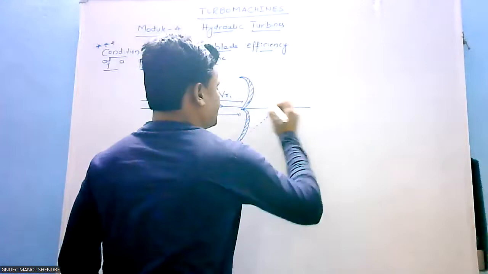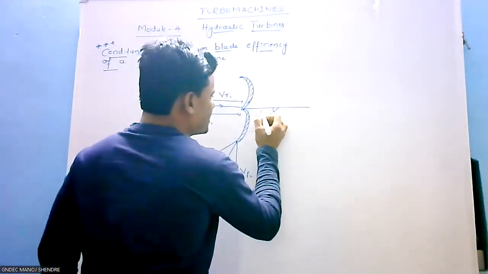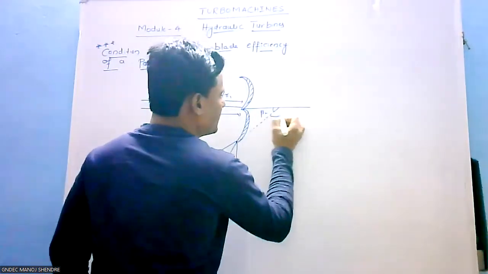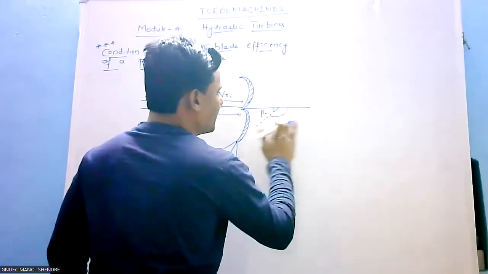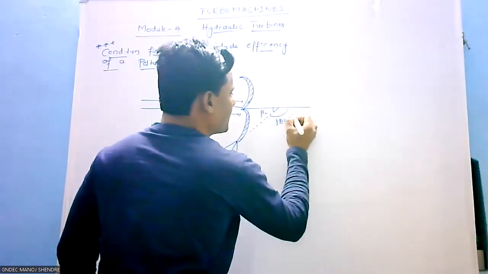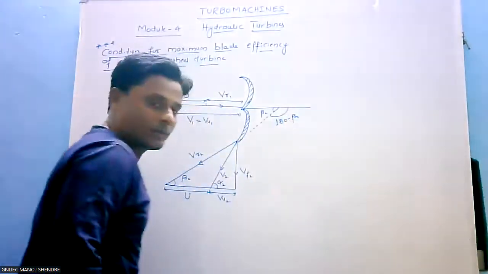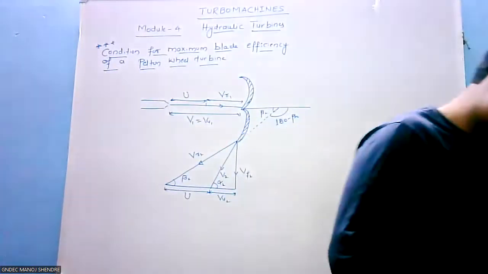This is beta 2, and this will be 180 degrees minus beta 2. So this is the inlet and outlet velocity triangles.